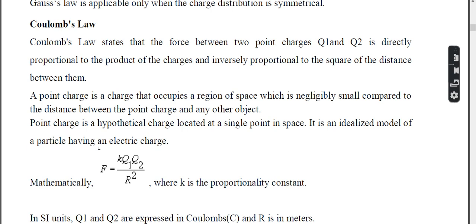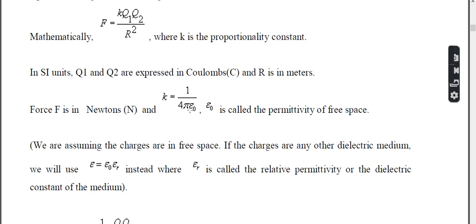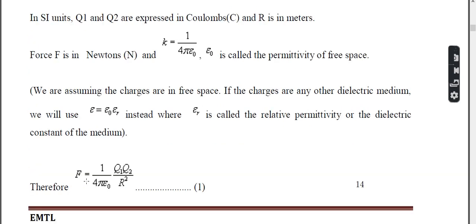So this is the mathematical form, and K is a constant of proportionality. We know that charge is expressed in coulombs and distance r is in meters. Force is in newtons, and K is 1 by 4 pi epsilon naught epsilon r, where epsilon r is called the relative permittivity of the medium, and epsilon naught is a constant. Therefore F is equal to 1 by 4 pi epsilon naught epsilon r times Q1 Q2 by r square.